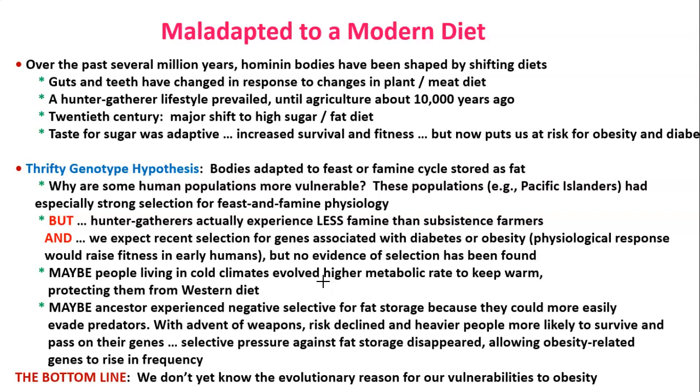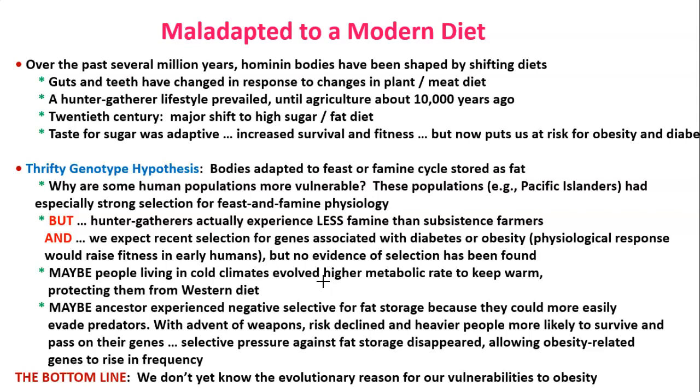But what we see is that some human populations are more vulnerable to obesity and diabetes than others. And so naturally, we try to come up with hypotheses to explain why there's differential vulnerability amongst populations of humans. So Pacific Islanders, for example, show very high rates of obesity and diabetes in the face of this modern 20th century diet, now 21st century. And arguments have been made that they were exposed to especially strong selection for feast and famine physiology, given where they lived on their isolated Pacific islands. So they adapted to taking those calories and converting them to fat much more readily and easily than other people around the world.